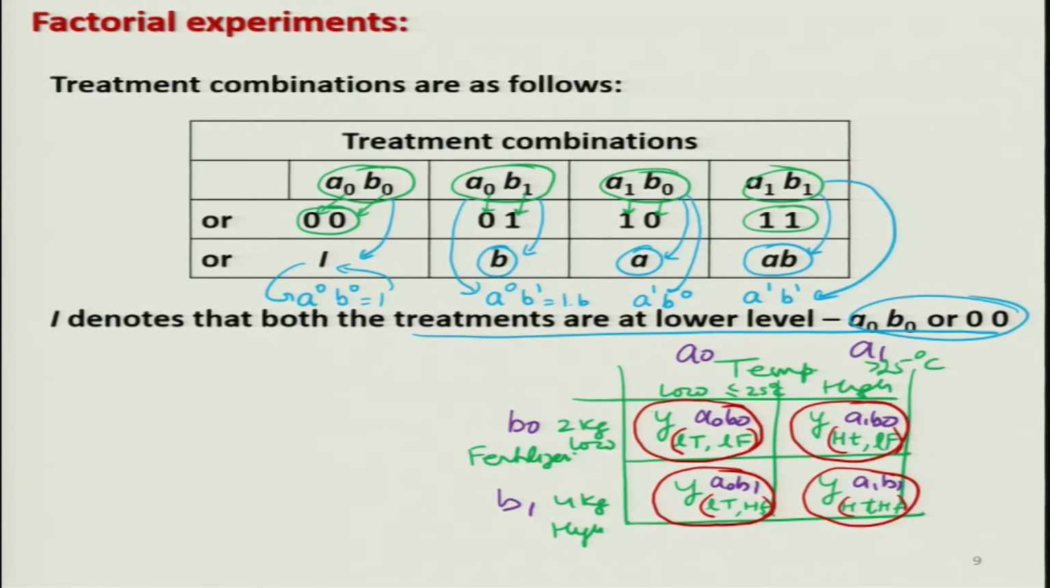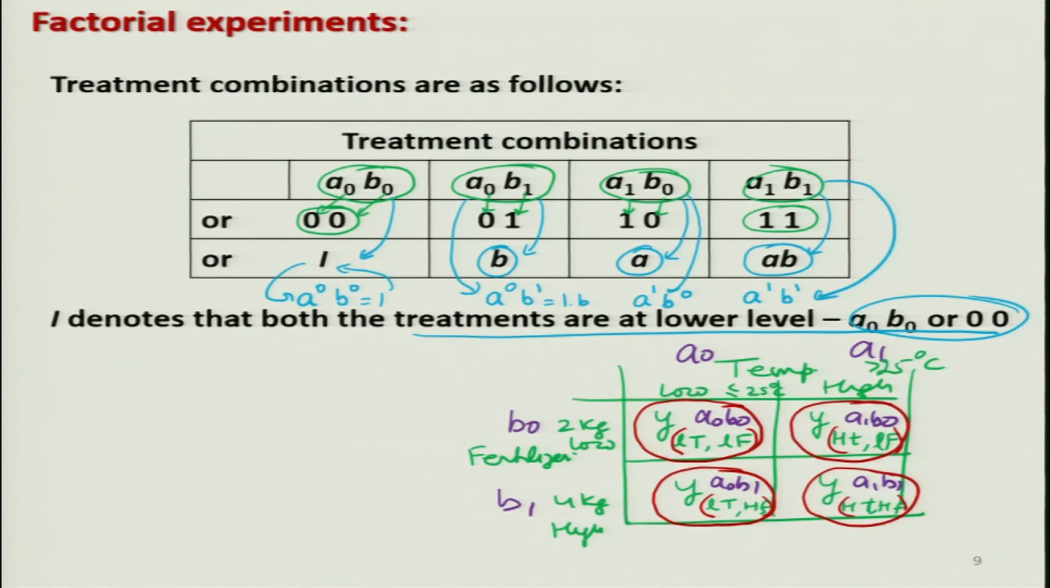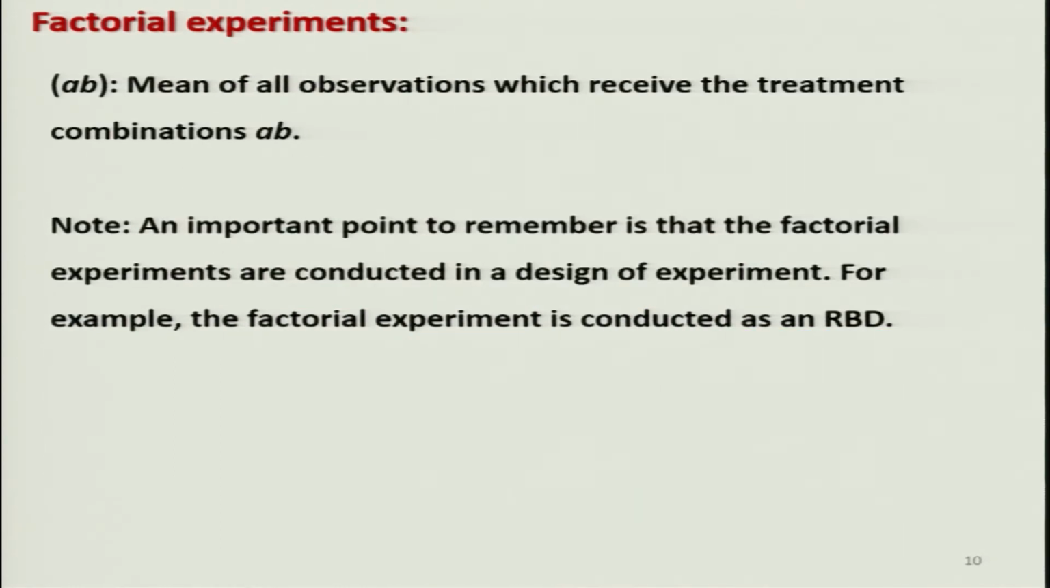Now the second notation is how to write down these values. For example, you can see here the outcome is written inside brackets. When we write AB, that means this is the mean of all the observations which receive the treatment combination AB. If there is only one observation, then AB, written inside the parenthesis, is the yield from that plot or the outcome from that experimental unit.